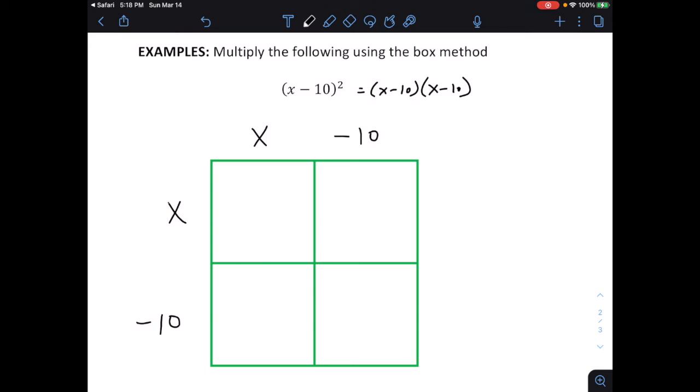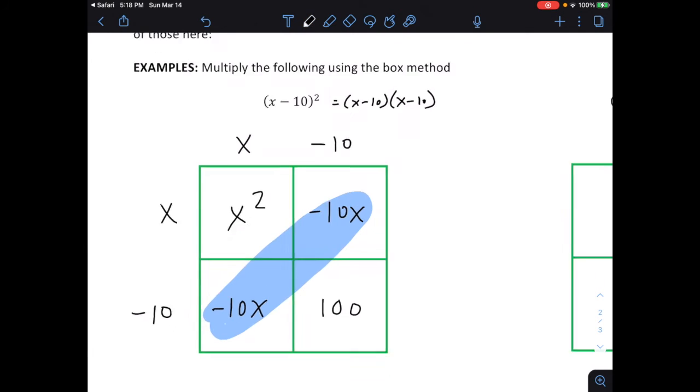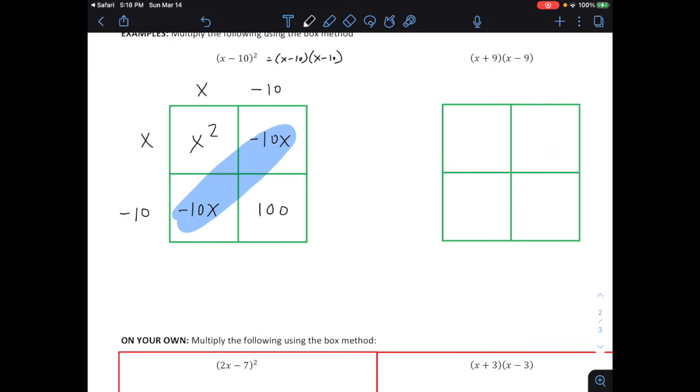All right, so we're going to do the same thing. We multiply x times x, and we get x squared. Across the top, we have negative 10x. And then on the bottom, what you're going to notice is we're going to have the same negative 10x. And then negative 10 times negative 10 is positive 100. Okay, so we have that, and then we can combine these terms that are on the diagonal. And they're both negative, so that means all we have to do is add them together and keep it negative. So we end up with x squared minus 20x plus 100.